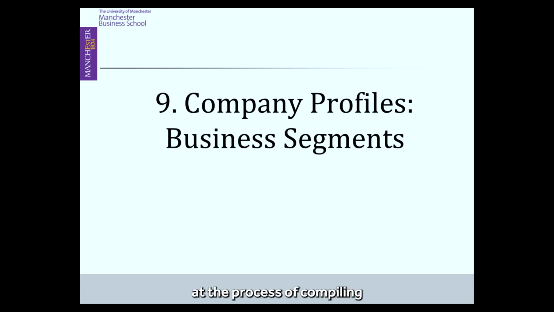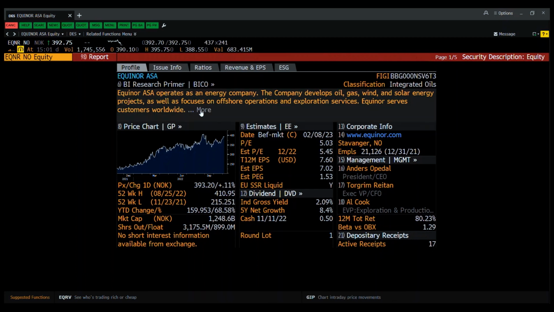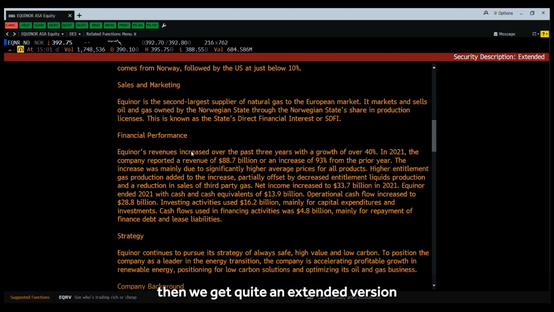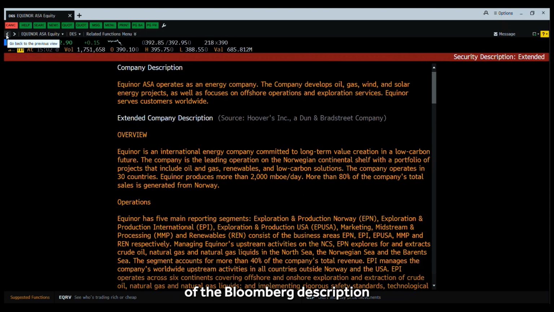Next, let's have a look at the process of compiling a company profile. A company profile lists the who, where, how, why, and what of a company. The aim of a company profile is to present the overall nature of a company, what it does, to anyone who looks at it as quickly as possible. So, what sort of Bloomberg resources are there to help an analyst compile a company profile quickly? Well, first of all, we have this description here at the top. So if we click on more, then we get quite an extended version of the Bloomberg description for that company.